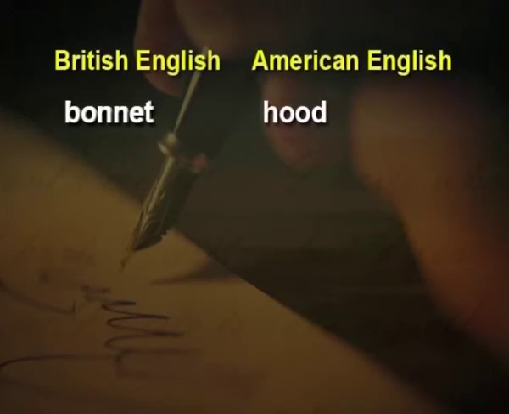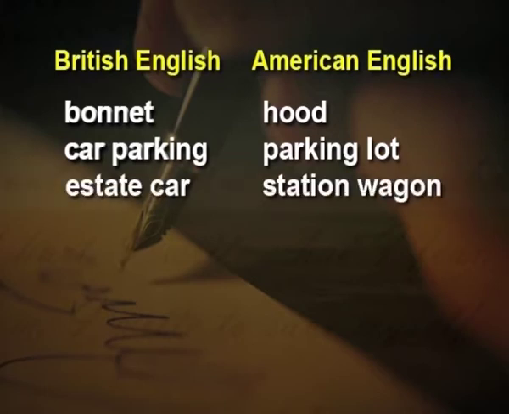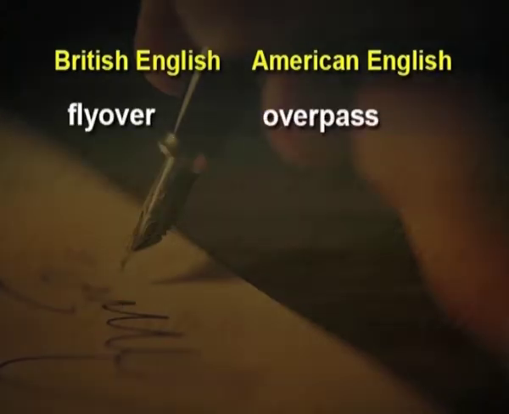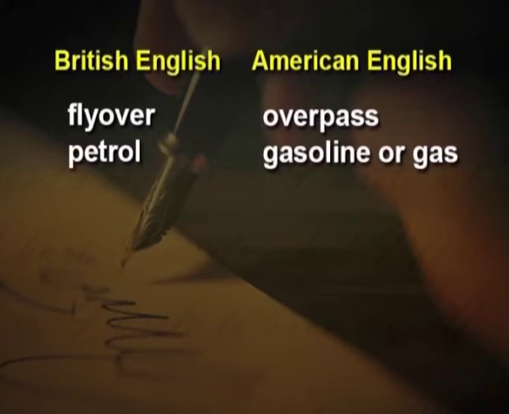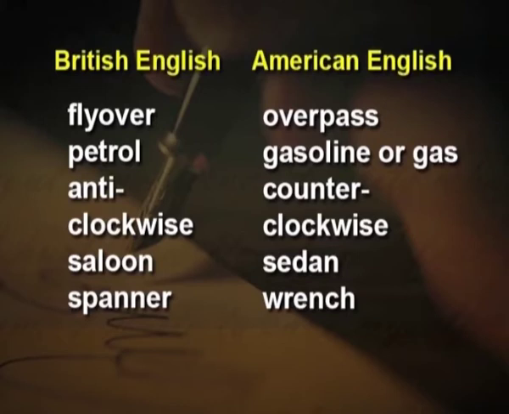There are some specific terms which have different names in British and American dialects. Here is a short list. Bonnet in British English is hood in American. Car park is called parking lot. Estate car of British English is station wagon of American English. Motorway in British English is a freeway or highway in American English. Similarly, lorry in British English is truck in American English. Flyover is overpass. Petrol is gasoline or gas, anti-clockwise is counterclockwise, saloon is sedan, and spanner is wrench in American English. So, there are certain specific terms which are very peculiar, very particular of American English.